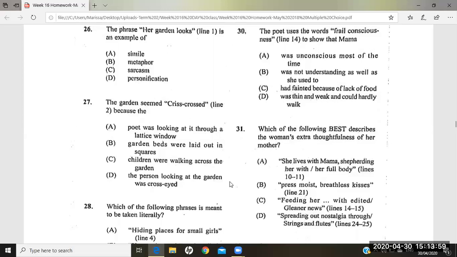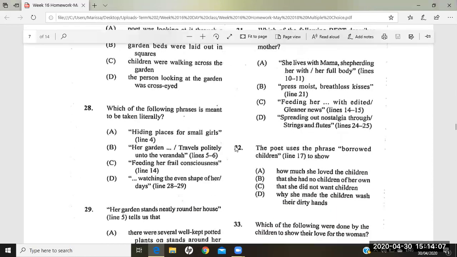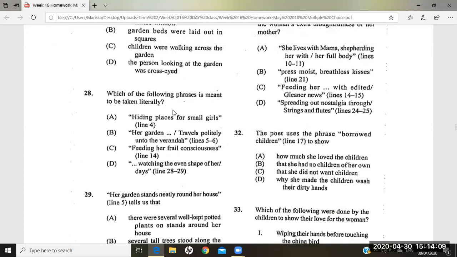A. Yes, it was A, that the poet was looking at it through a lattice window. Very good. And 28 as well, so you'll do until 29. 28 says, which of the following phrases is meant to be taken literally? So there's no higher meaning, exactly what the phrase is. That's the literal meaning. Sanjay, how are you still doing this section?